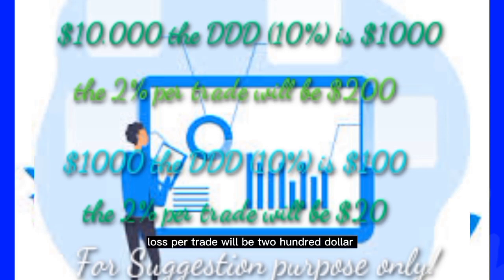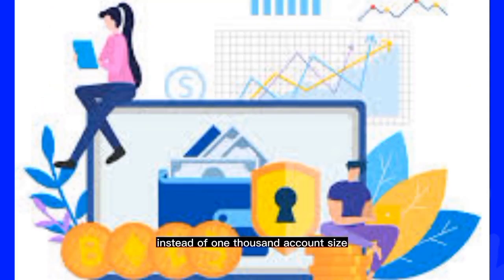And 2% loss per trade will be $200. But in a $1,000 account size, your DDD is $100, and your 2% loss per trade will be only $20. So you can even make your daily drawdown lesser than 10%. And you can also increase the account size, meaning you can use 5% daily drawdown for a $3,000 account size instead of the $1,000 account size that I illustrate here in this example.